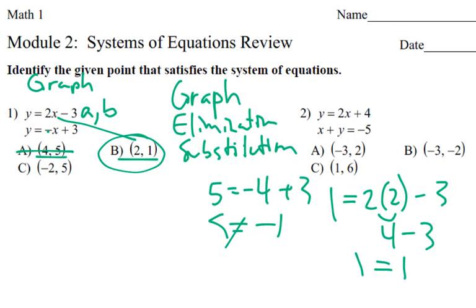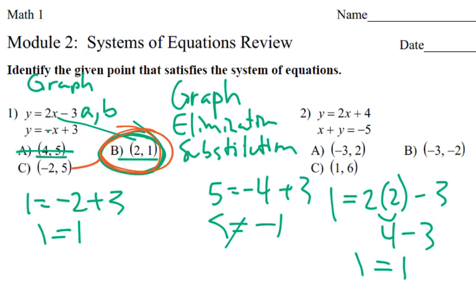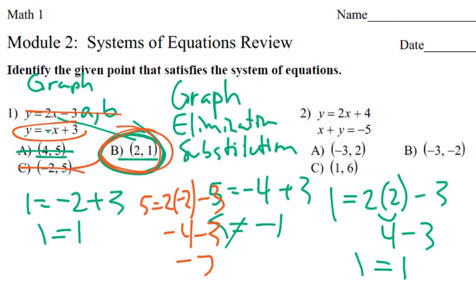What about on the second one? So 1 equals negative 2 plus 3. That would work. So that's our answer. That's the one that works on both. If you wanted to double check, you could do C. Go 5 for y, negative 2. You get negative 4 minus 3, negative 7. Doesn't work on the first one, so we know it doesn't work. Probably works on the second one, but we wanted the one that worked on both of them. So you could do that to check those ones.